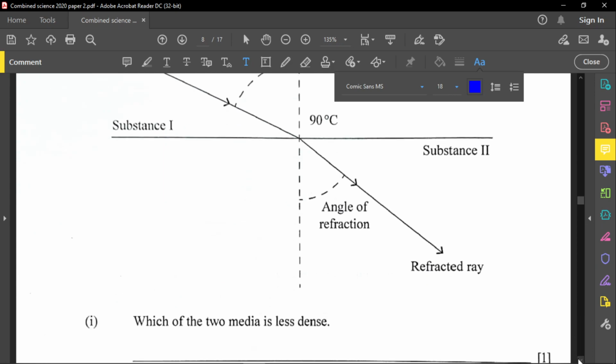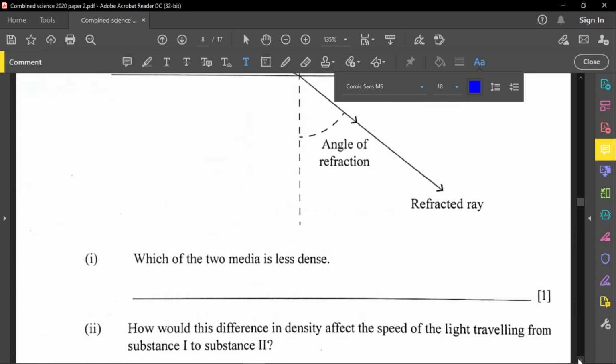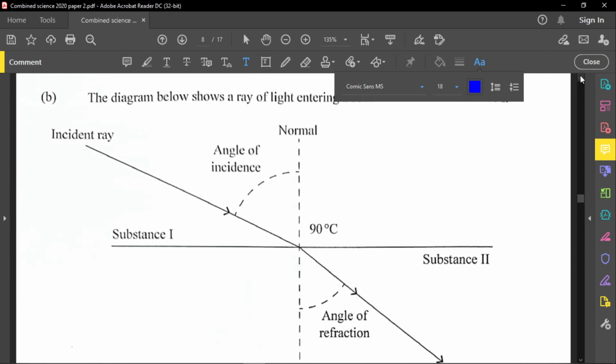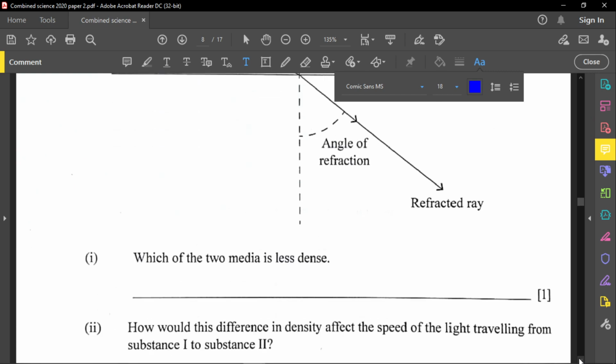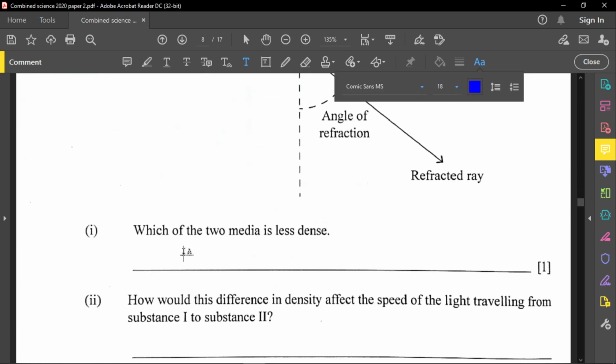The first part of the question said, which of the two media is less dense? First and foremost, you want to think about something here. Once the light is in the less dense object, the angle is greater. The more dense object will have a smaller angle. So the angle of refraction here is smaller than the angle of incidence. So we can state that substance 1 will be optically less dense. So this will be substance 1.